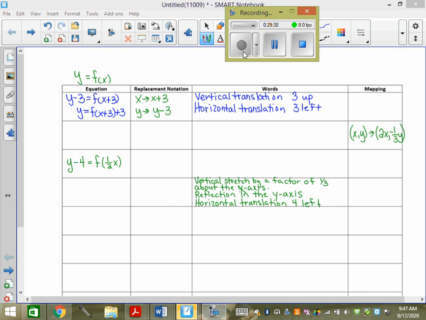Then my words and my mapping are the same. So my x, y, I'm going to move 3 up, and 3 left. I'm going to have to go x minus 3 to move that x 3 left, and y plus 3 to move that y 3 up. And you can visualize moving that, right?